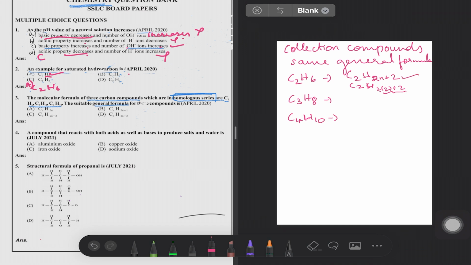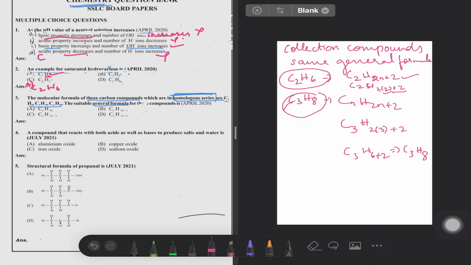Same way here also we will check CnH2n plus 2. For C3H8 we will be checking whether it satisfies CnH2n plus 2, where n is the number of carbon atoms, that is 3. H is 2 into 3 plus 2, that is equal to C3H8. Hence this is also satisfying CnH2n plus 2.